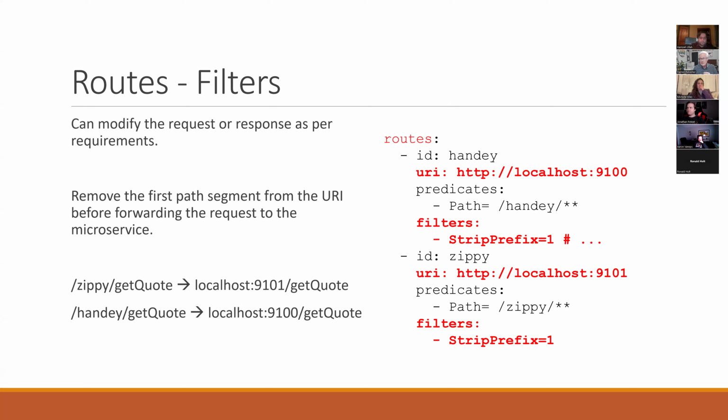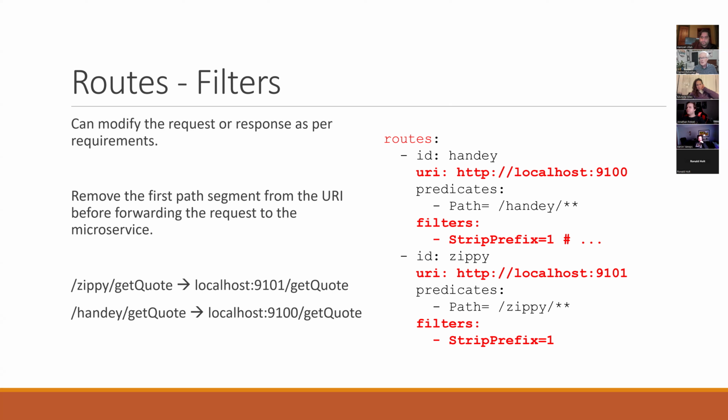So what the filter does with the strip prefix, and there's a bunch of prefixes we'll go over next week, is it strips off the path that I had up before, the handy. It'll strip off that first thing in the path. So what gets passed to handy is localhost 9101/get quotes, not localhost 9101/zippy/get quotes. So it's stripping off that first path.